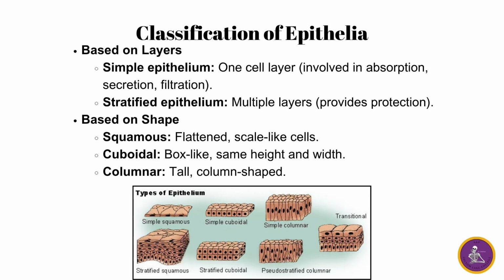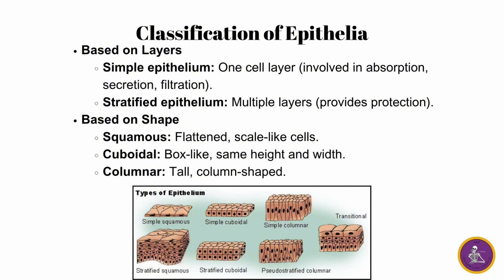Epithelial tissues are classified in two main ways, by the number of layers and by the shape of the cells. When we classify by layers, we use two major categories. Simple epithelium has only one layer of cells, and it's usually involved in processes like absorption, secretion, and filtration, where a thin barrier is beneficial. Stratified epithelium, on the other hand, has multiple layers. These tissues are specialized for protection, especially in areas exposed to abrasion or friction.